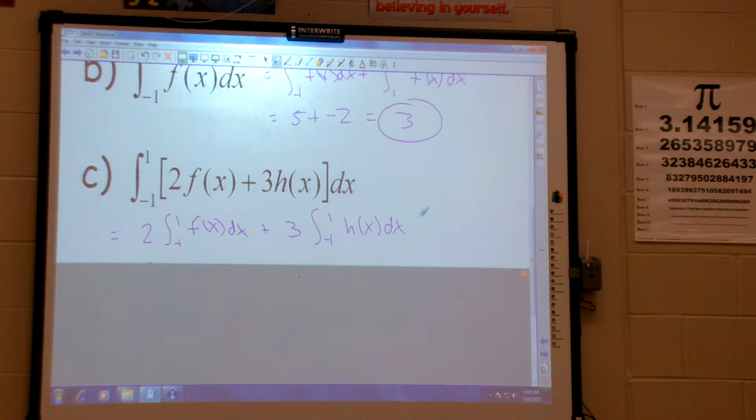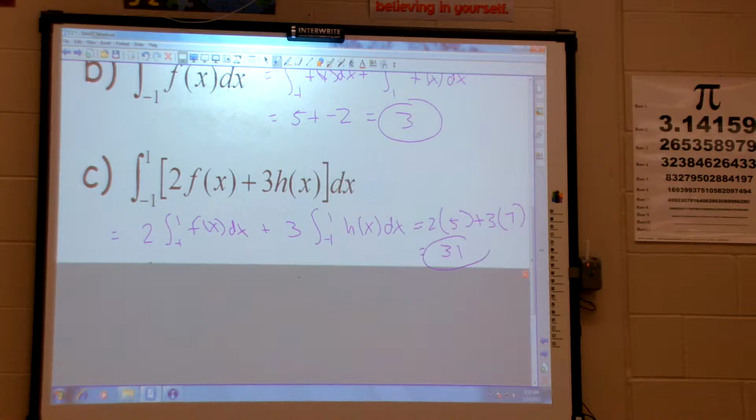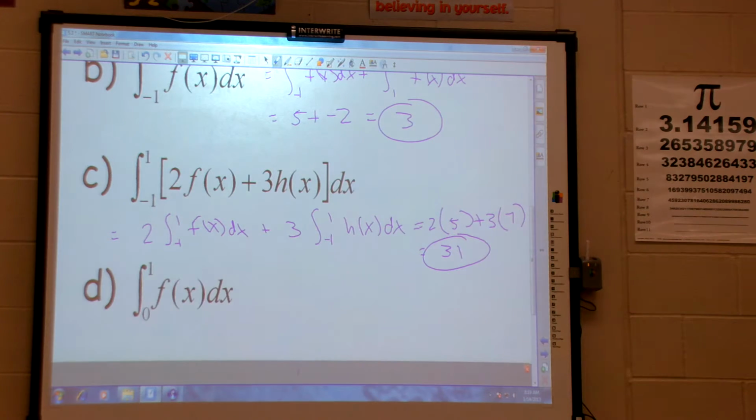Which gives me 2 times what was -1 to 1? 5. Plus 3 times 7. That'd be 10 plus 21, 31. Yes. Very big, 31. I don't know if we can work with those numbers. That number is huge, giant. Okay, next one.